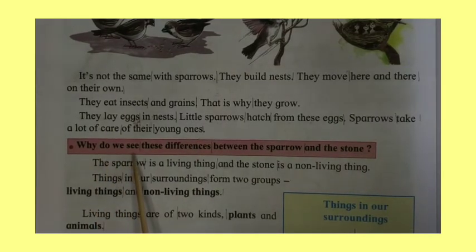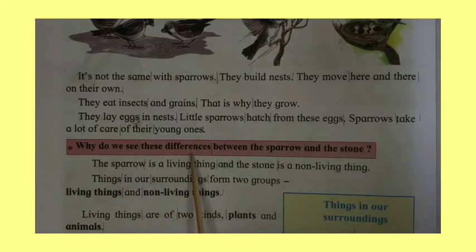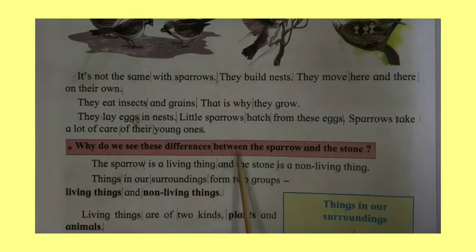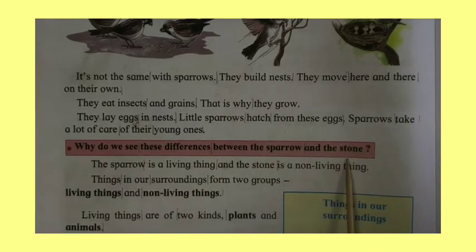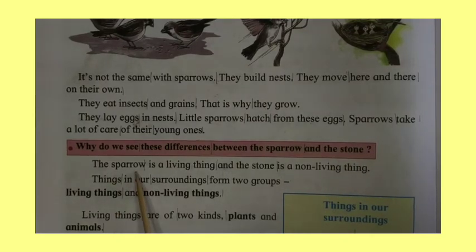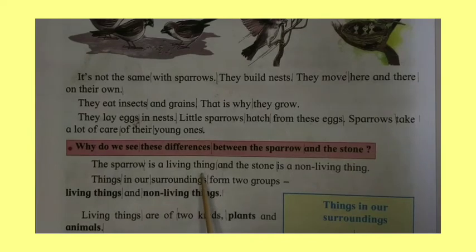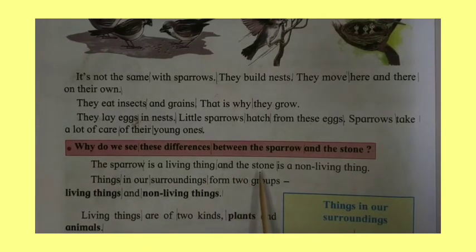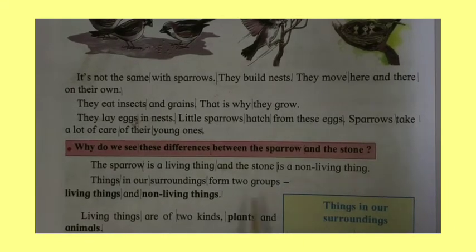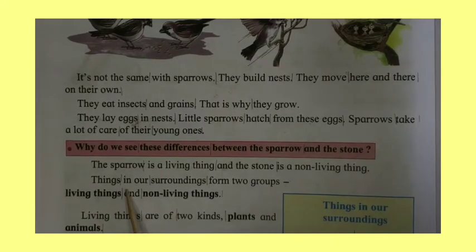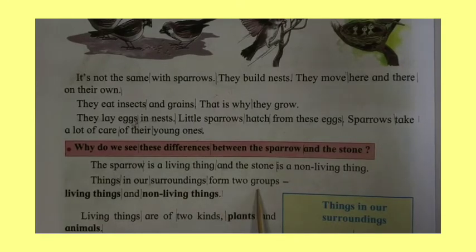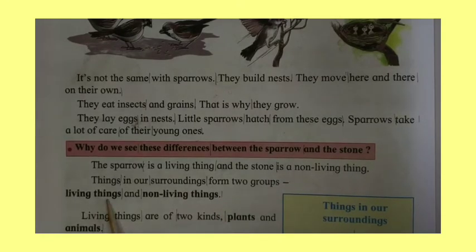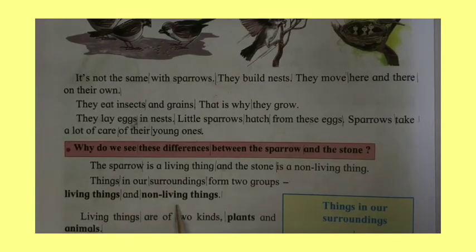Why do we see these differences between the sparrow and the stone? The sparrow is a living thing and the stone is a non-living thing. Things in our surroundings form two groups: living things and non-living things.